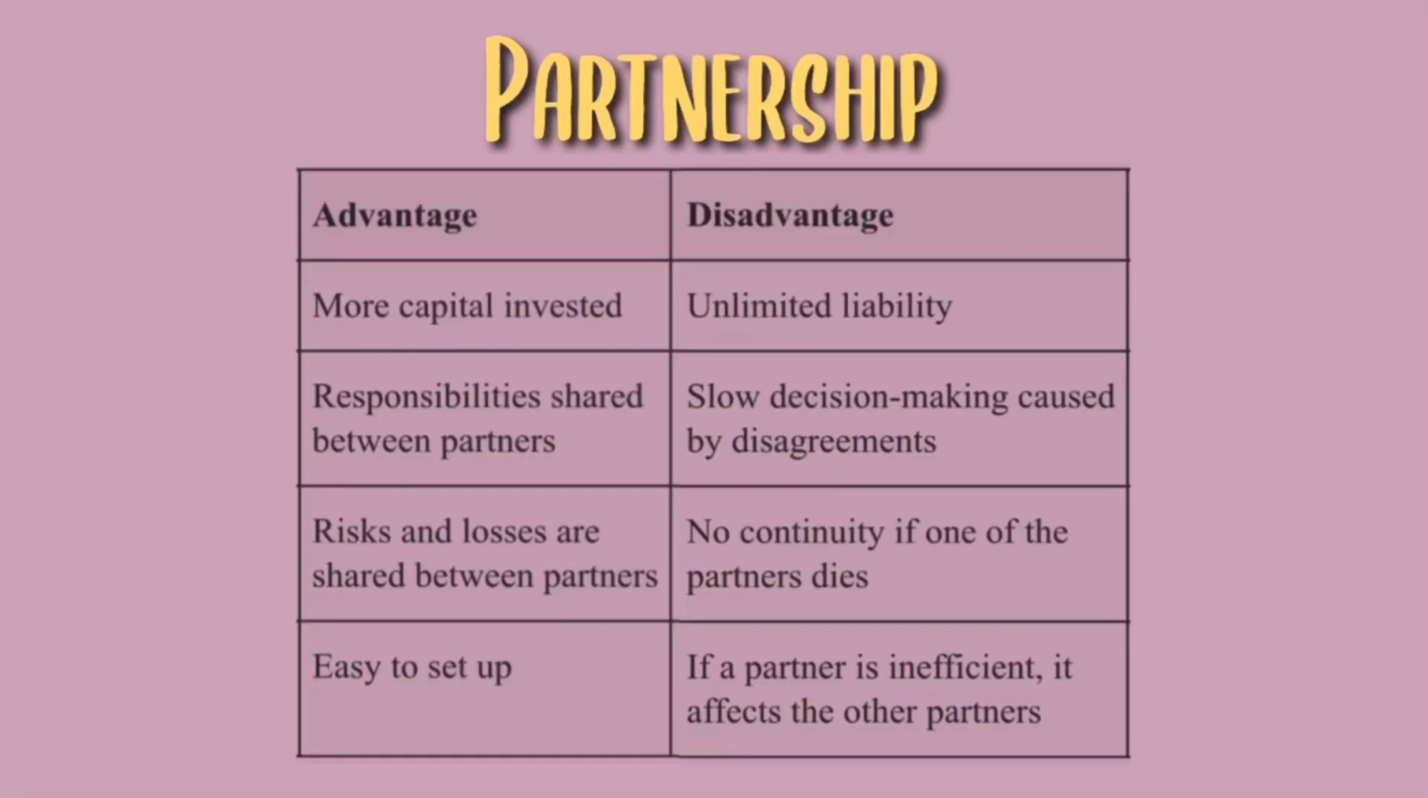So the advantages of being in a partnership are that there's more capital invested, responsibilities are shared between partners, risk and losses are also shared between partners, and it is easy to set up. However, the disadvantages of being in a partnership are that they have unlimited liability, there is slow decision making caused by disagreements between the partners, and there is no continuity if one of the partners dies. If a partner is inefficient, it also affects the other partners.